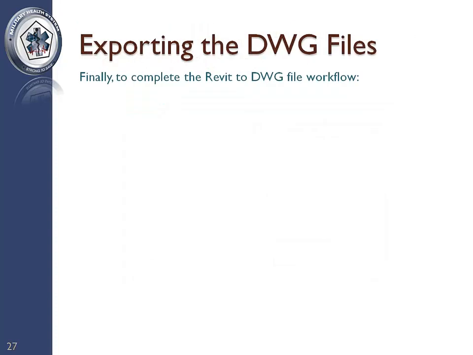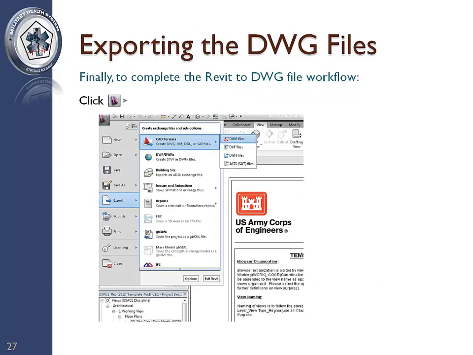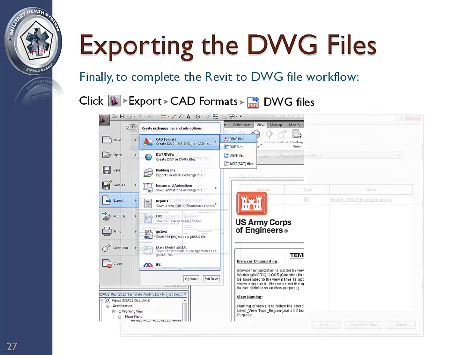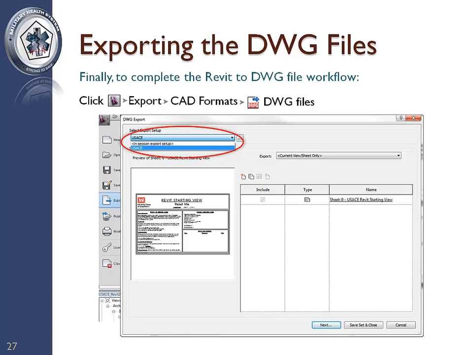Now, we will review the workflow to export Revit model views to DWG files. Click on the Revit Application drop-down menu, and from it select Export, CAD Formats, and then DWG Files. The DWG Export dialog will pop up. On it, select the newly created USACE export setup under the Select Export Setup drop-down on the upper left-hand corner. Also specify which views and sheets or sheet sets to export to the DWG file. This dialog provides options to save, duplicate, rename, and delete for each item specified for export.